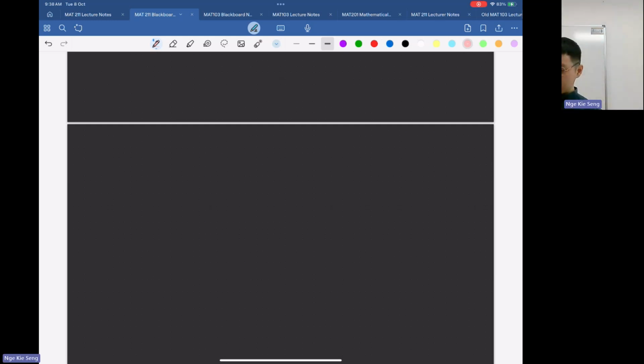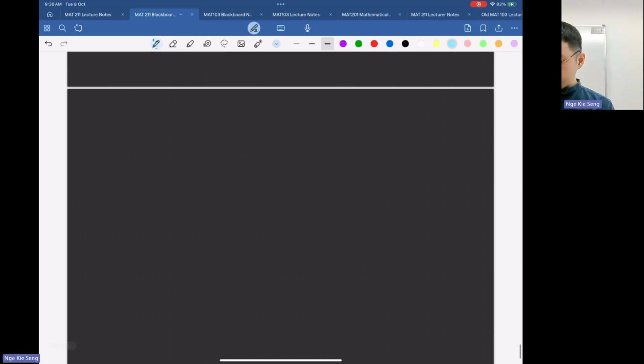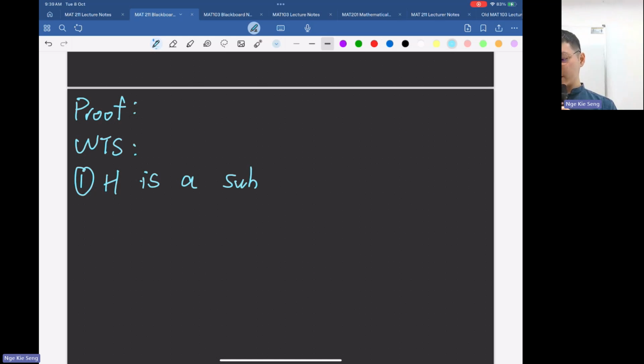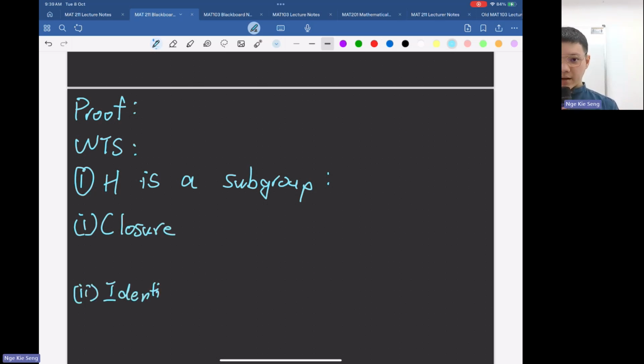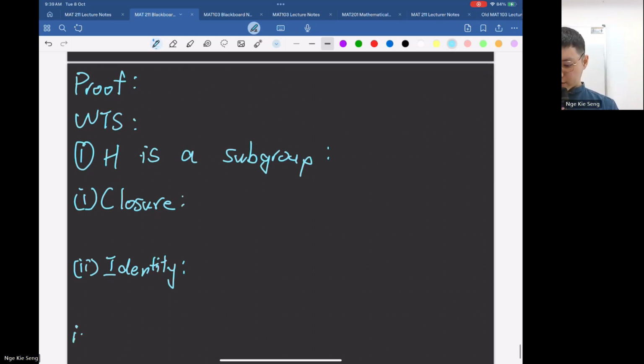So let's prove it. The first thing we want to prove, like I said, put down what you want to prove first. This will tell you how to go forward. So the first thing we want to prove is that H is a subgroup. So what do you need to show for a subgroup? Three things, list them out. Closure, identity, and inverse. Good. This is what we discussed at the start of the class.